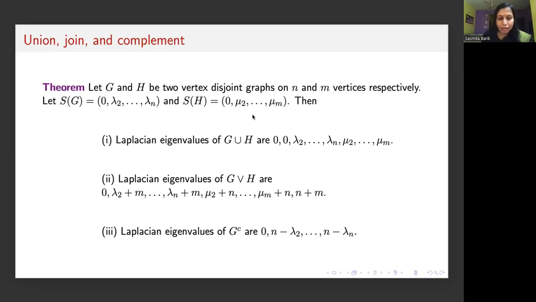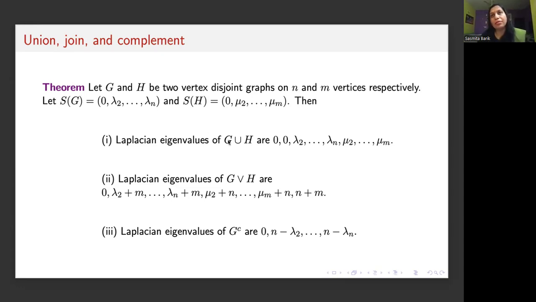So one thing that is necessary here is the three fundamental operations we use in graph theory. One is union, and I'm considering disjoint union here. One is join, and another is complement. I think you are used to all three.